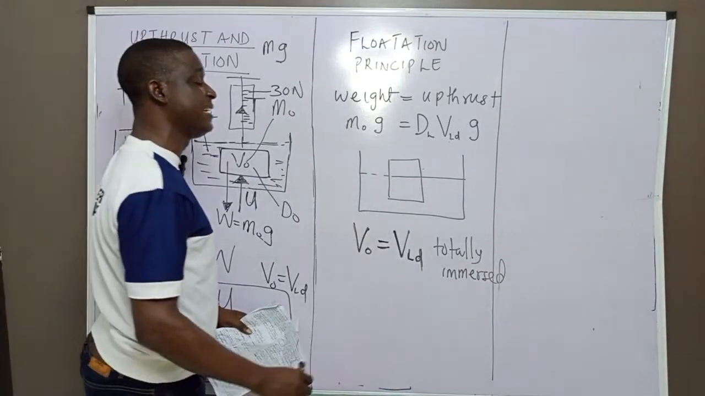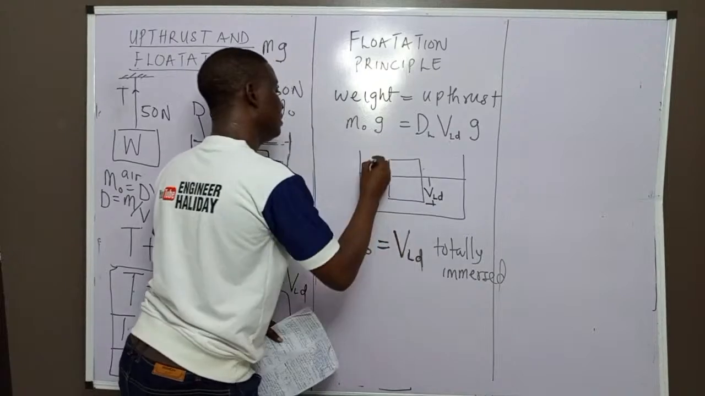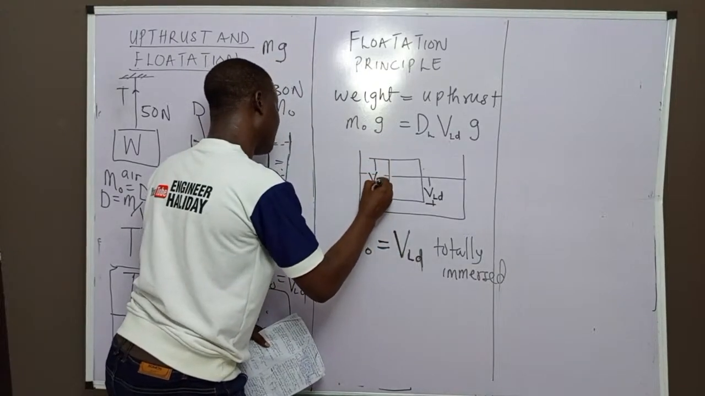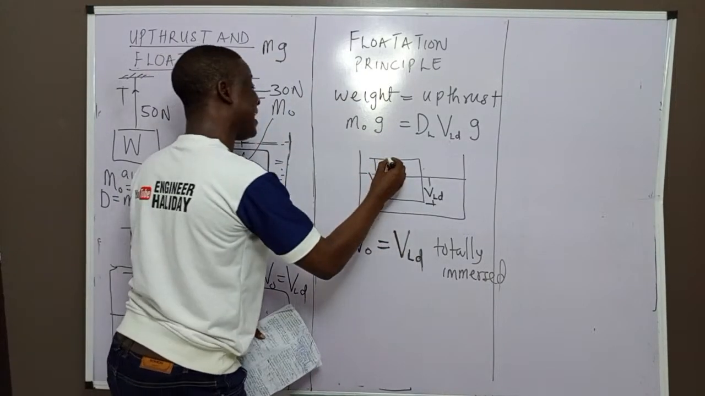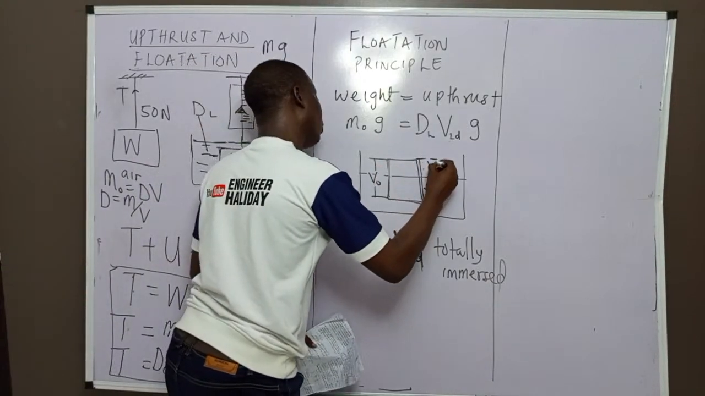But when it's partially immersed, let the total volume be everything from here to here. The volume of the object is everything here, and the volume above the water is V above.